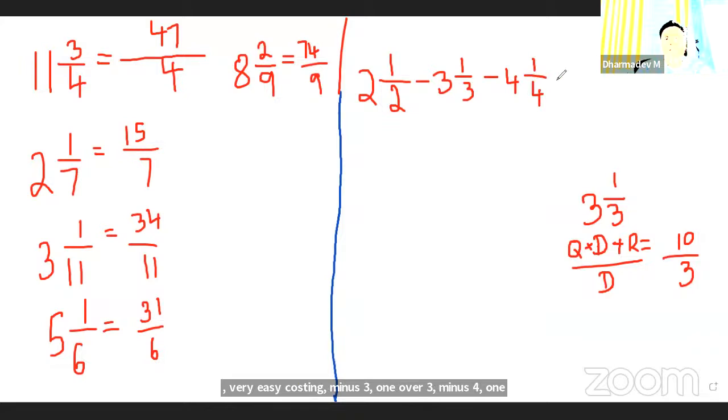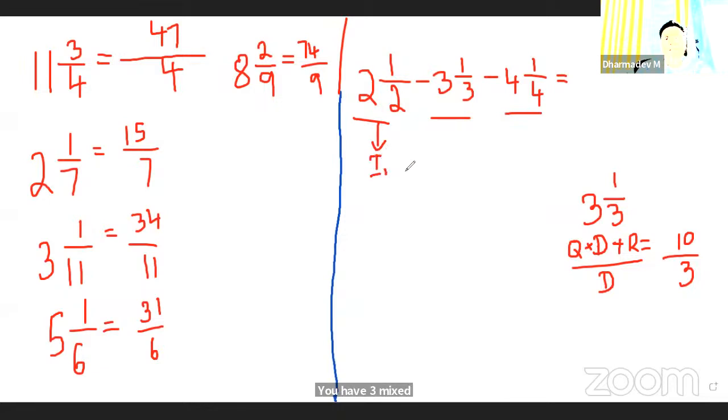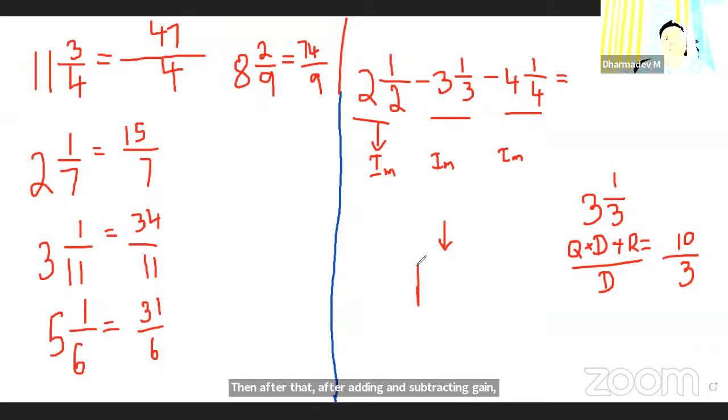The first step is convert them into improper fraction. You have three mixed fractions, convert them into improper fractions, then add and subtract them. After adding and subtracting, again convert them into mixed fraction. The final answer should be quotient remainder by divisor. Are you clear?